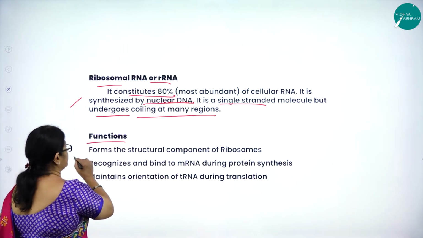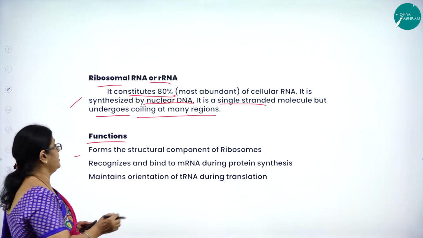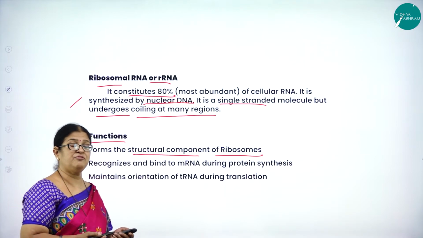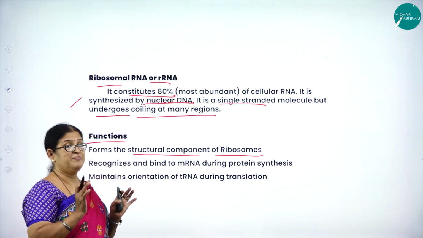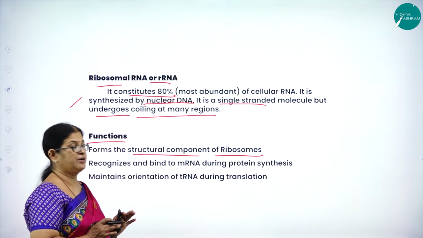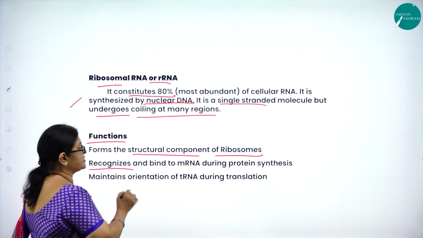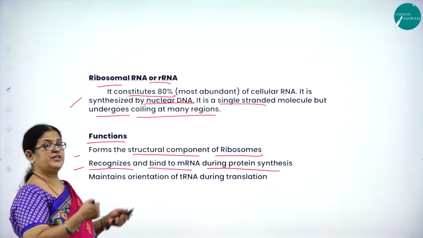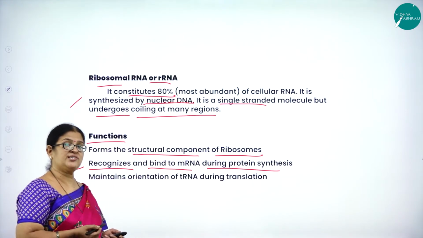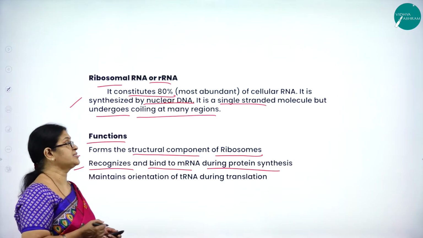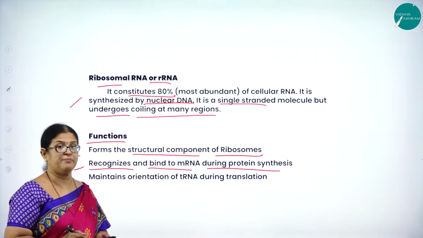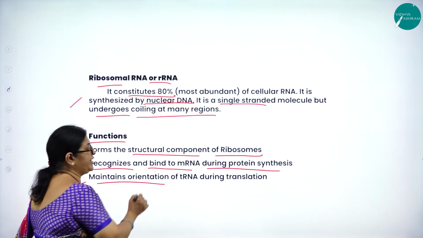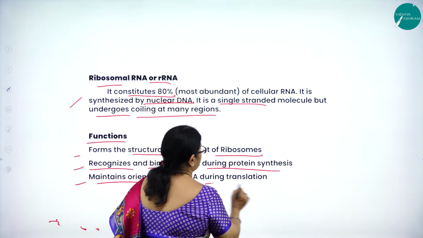So what are the functions of rRNA? It forms a structural component of ribosomes. As I said, the very word itself will tell you ribosomal RNA. That means it forms the structural component of ribosomes. It recognizes and binds to mRNA during protein synthesis. When we go to the next session, where you will understand the central dogma of protein synthesis, you will understand the role played by rRNA in protein synthesis, and it maintains orientation of tRNA during translation.